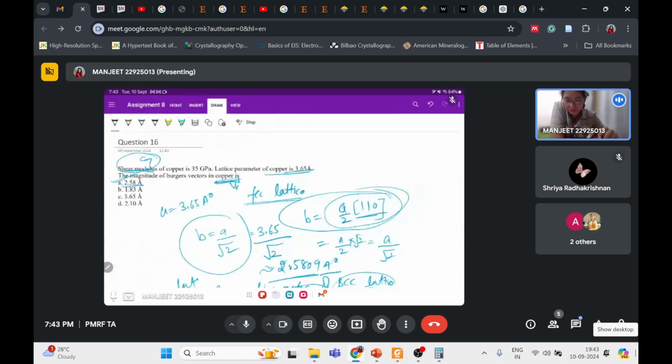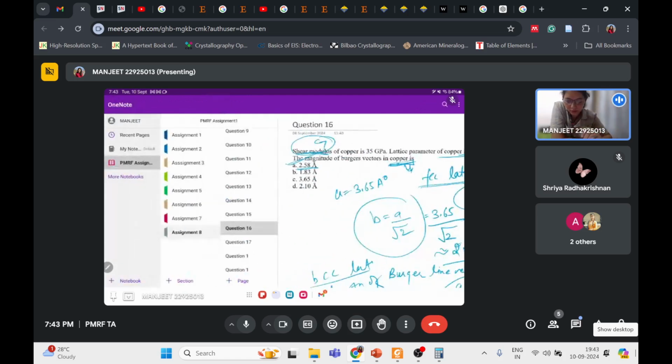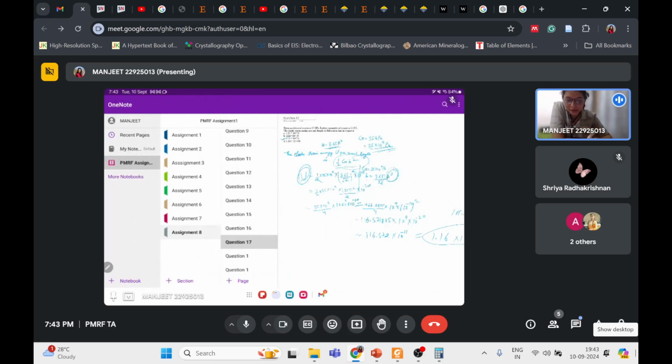And if the shear modulus is given, you can calculate the magnitude of the Burgers vector. For the FCC, it will be a by 2 of the 110. For the BCC, it will be a by 2 of the magnitude of the 111 vector. So this is all about it. And what will be the lattice strain energy? That is half G b square.